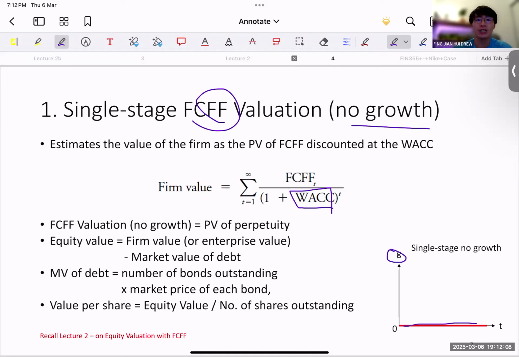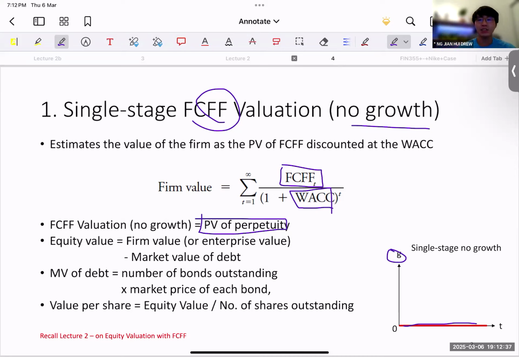And in a no growth situation, similar to your DDM, the discounted dividend model, we use the present value of your perpetuity as a way to determine the firm value for your FCFF. Because instead of discounting your dividend, we use the FCFF for the discounting.